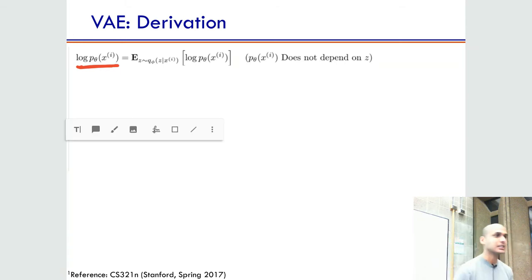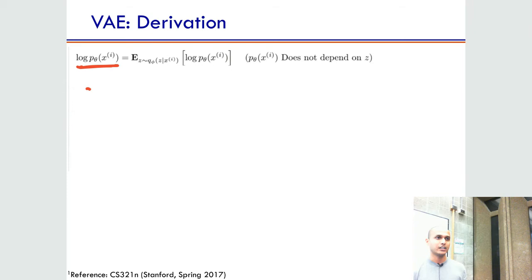x superscript bracket i is the ith observation. I want to maximize its likelihood. Likelihood is just the probability of that data point given the current parameters theta. Given, let's say, the networks are fixed to theta 1, theta 2, collect them together, call it theta. So given the current theta, there is some probability of that x that I observe, right?